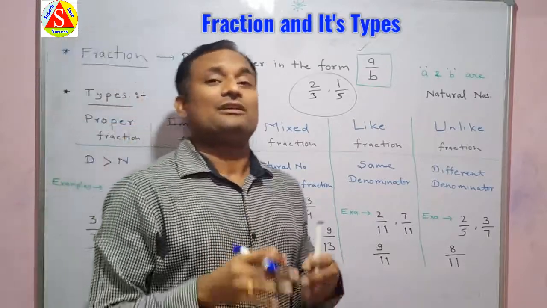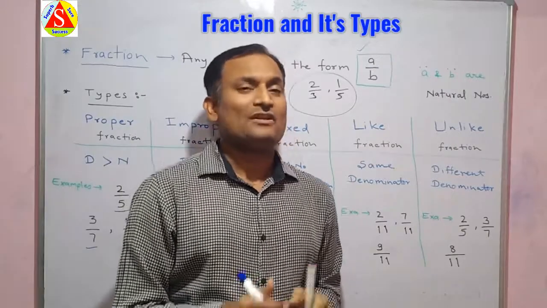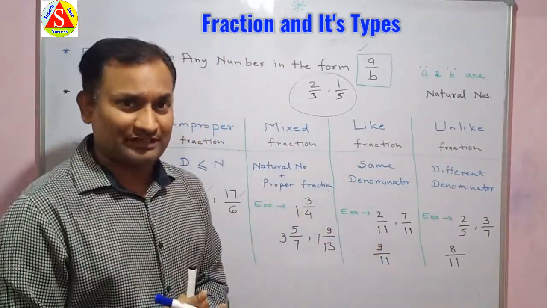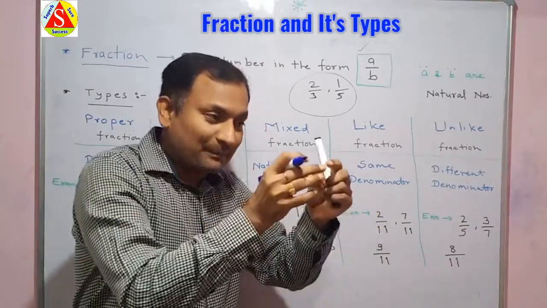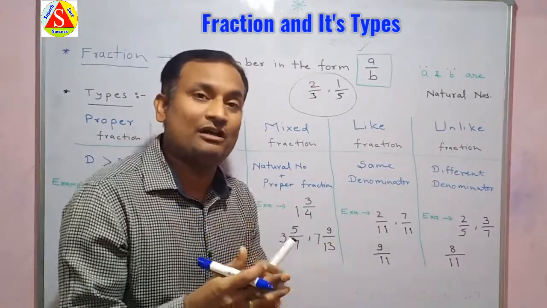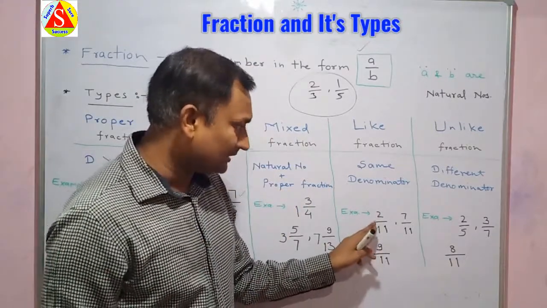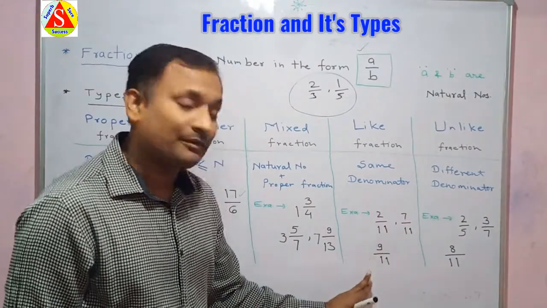Now let's see the fourth one, that is the like fraction. It is very simple dear students. Fractions whose denominator is the same are called like fractions. For example, 2 upon 11, 7 upon 11, 9 upon 11.